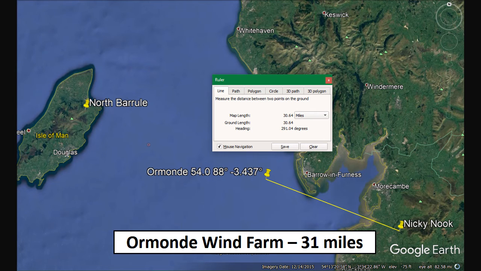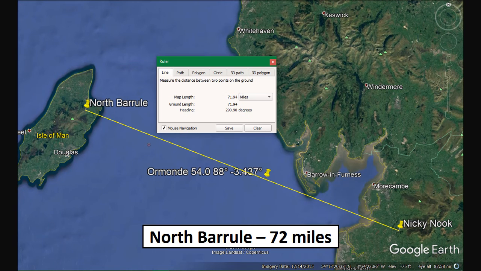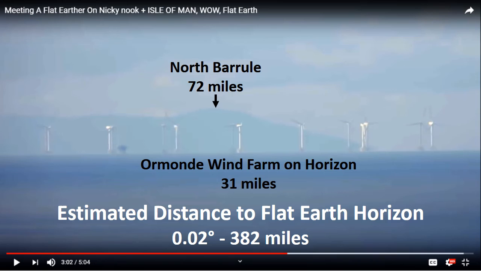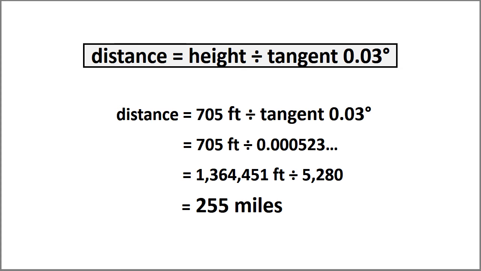Well, I went to Google Earth here, and here we have Nicky Nook down here, and this is the latitude and longitude for the center of the Ormonde wind farm, 31 miles away. And if we go to North Perul, that is only 72 miles away. Well, I think it is quite obvious that the actual distance to the horizon is not even close to what it should be if it was on a flat Earth. I even did another calculation with a larger angle of 0.03 degrees, and we still have 255 miles away.